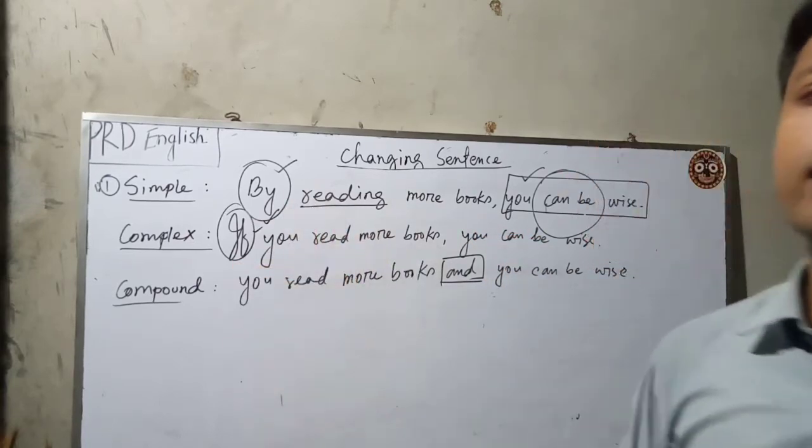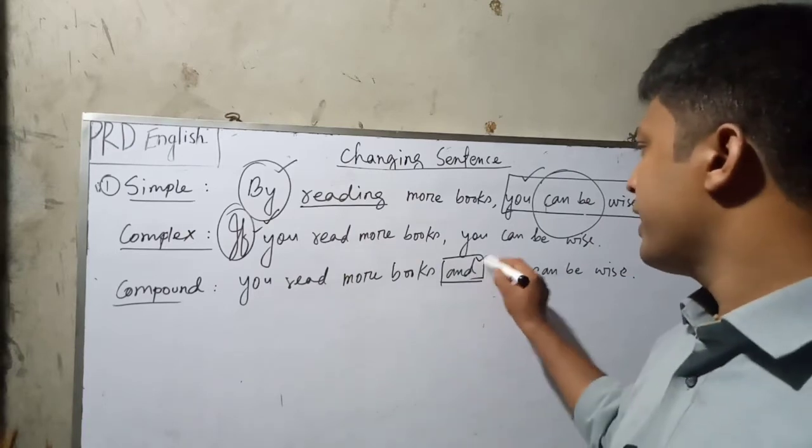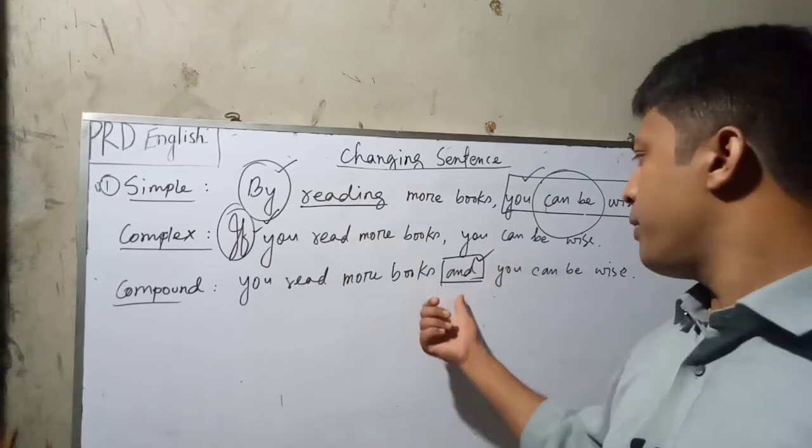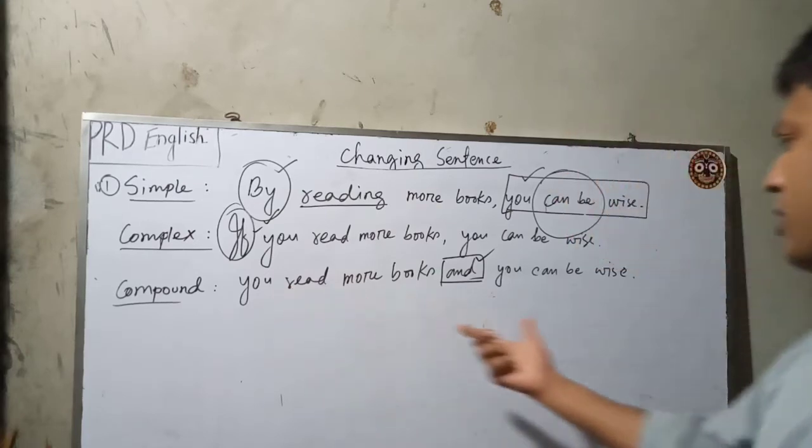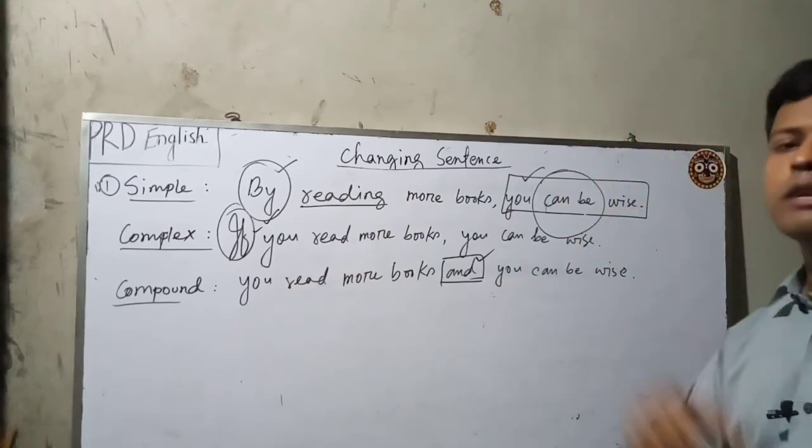Now how to change it into compound? Then you must put and instead of if. Before and there is an independent clause, after and there is an independent clause.